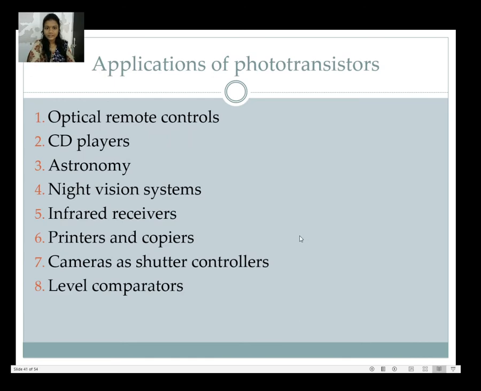These are the applications in remote control, in CD players, astronomy, night vision systems, infrared receivers, also used in printers and copiers, then cameras as shutter controllers, then level comparators and lots more. So there are many applications of phototransistors.